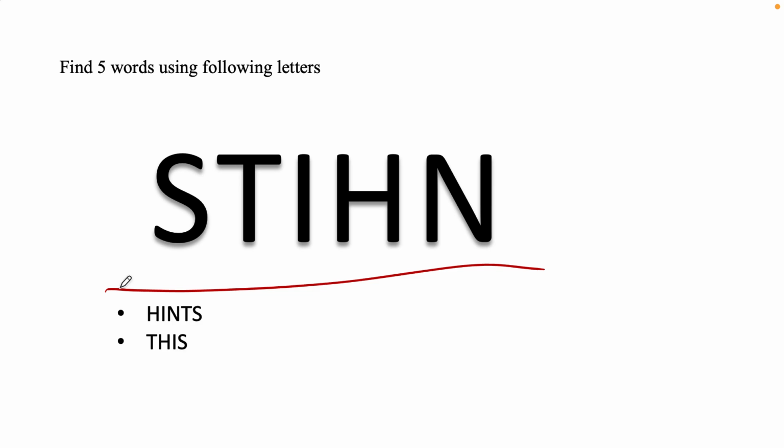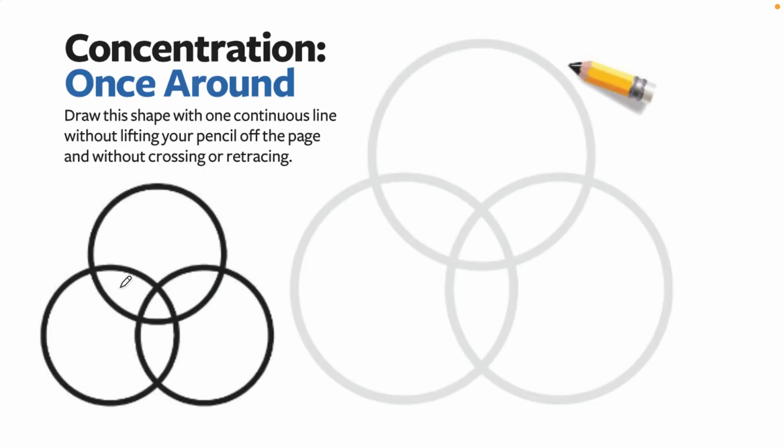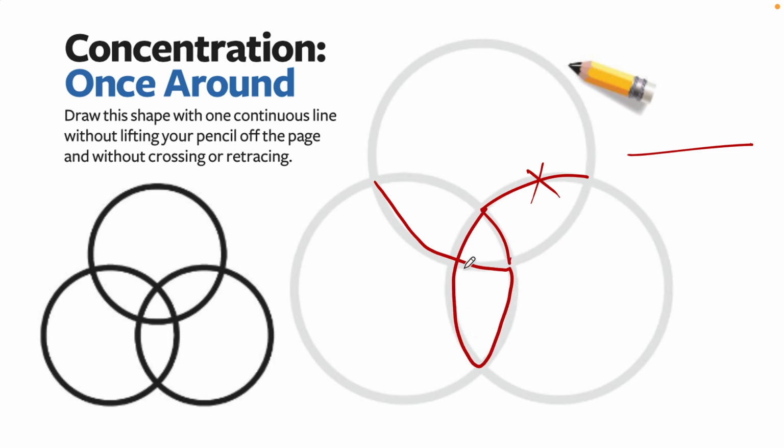And here's another fun one. Oh, there's the answers. This is again trial and error. How can you draw this shape with one continuous line? It doesn't mean a straight line, of course you go around, without lifting your pencil off the page and without crossing or retracing. So you cannot do it like this, right? That is not okay. You cannot do this, so you cannot cross over.